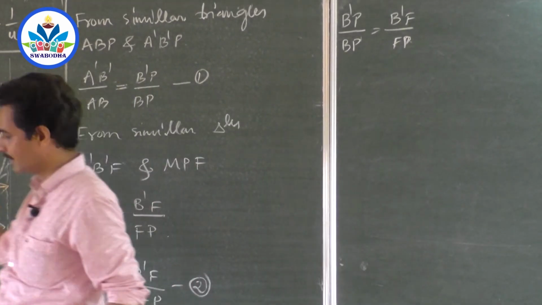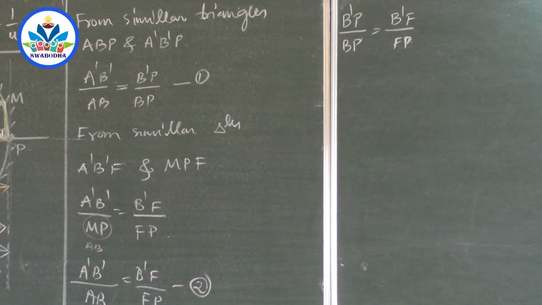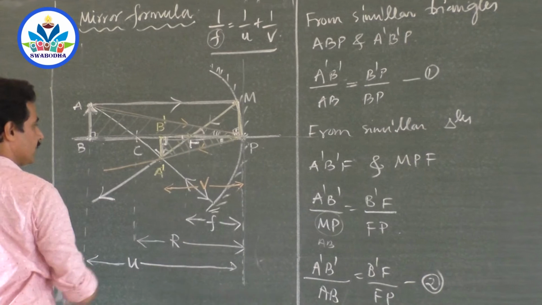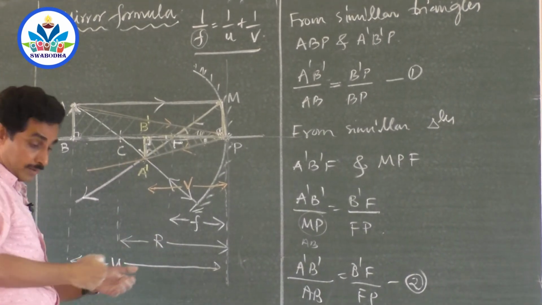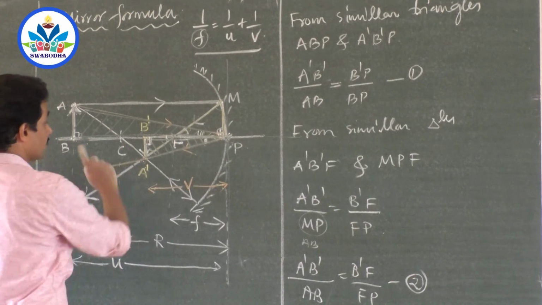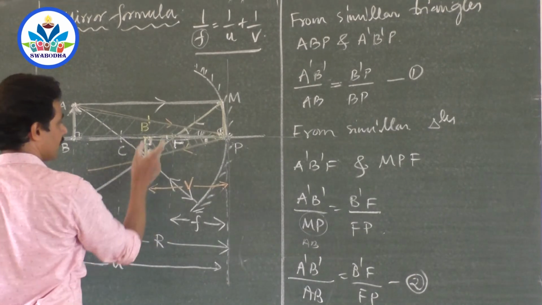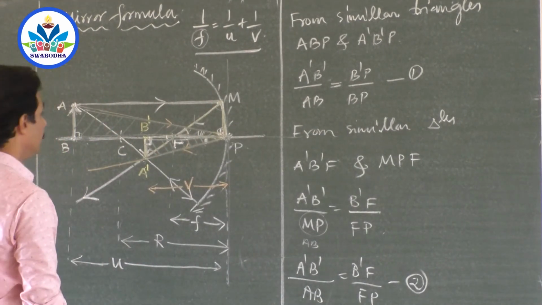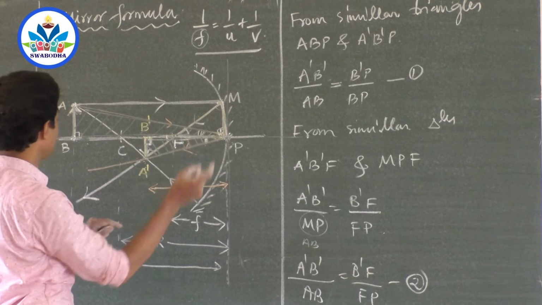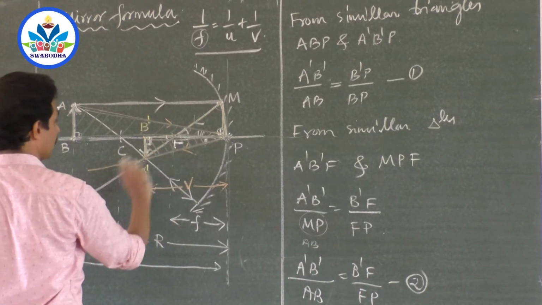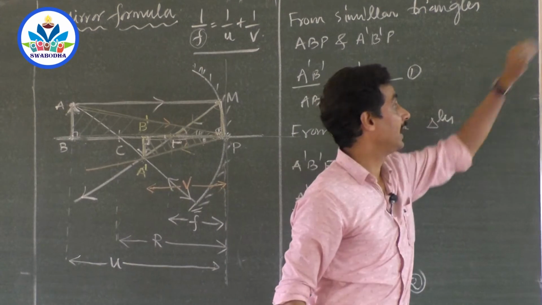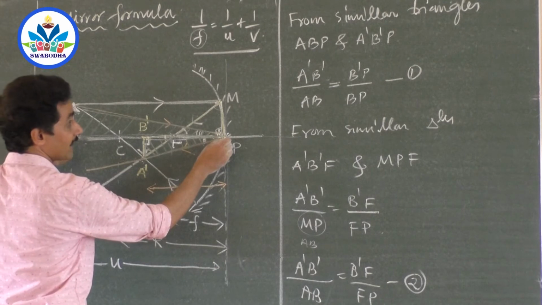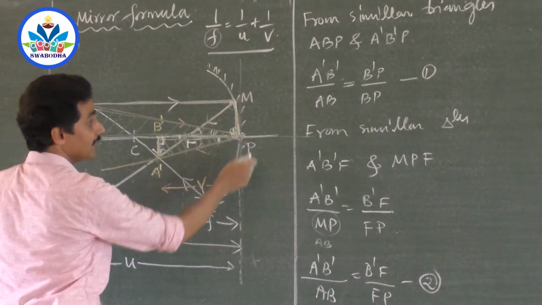So we considered similar triangles. First, similar triangles where we got U and V connected. So make it like an algorithm or a flow chart. First you have to connect U and V, then you have to connect the focal length. From the next equation we were able to do that. Now you can substitute. What is B dash P? B dash P is image distance, BP is object distance, and FP is focal length.